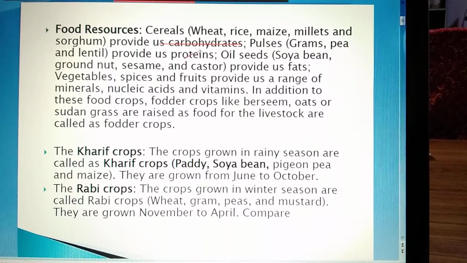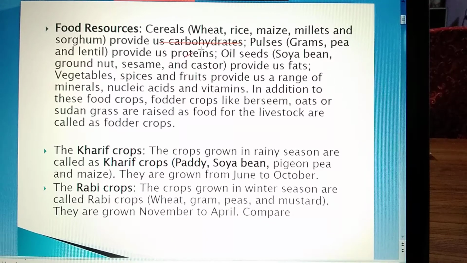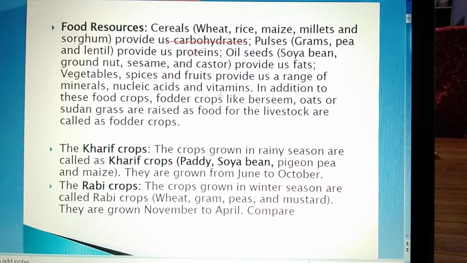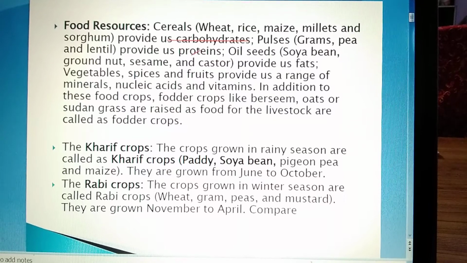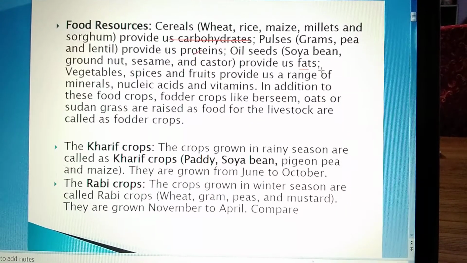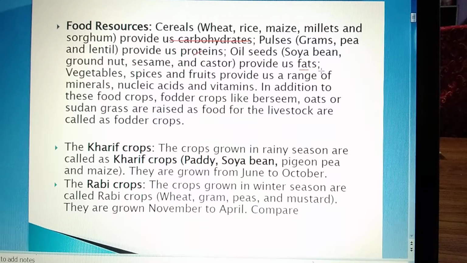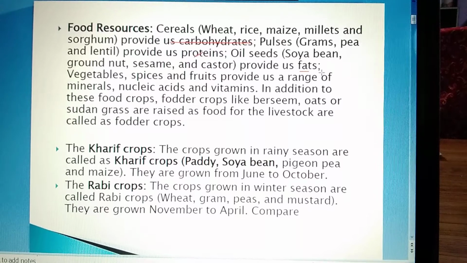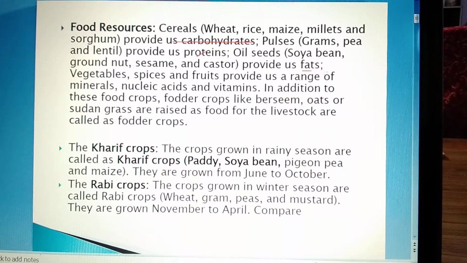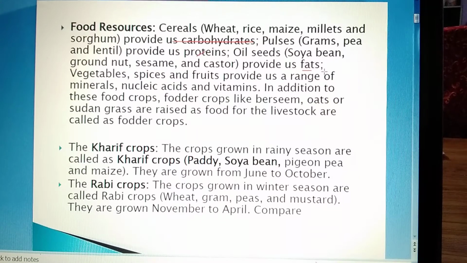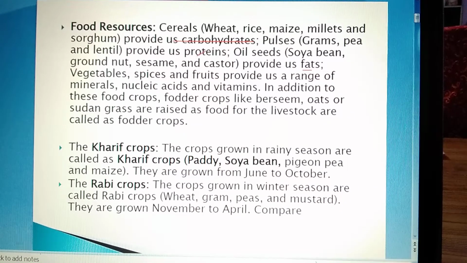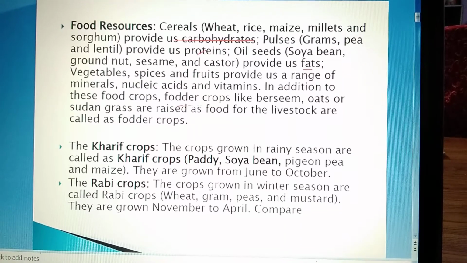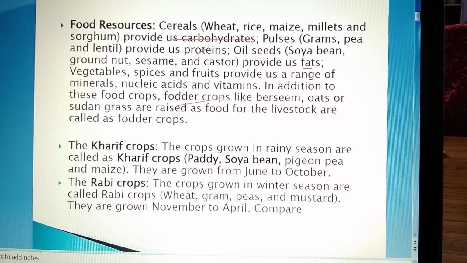Then come the oil seeds, such as soybean, groundnut, sesame, and castor, which provide nutrients as fat. Then the vegetables, spices, and fruits all contain a variety of nucleic acids, vitamins, and minerals. In addition to this, the food crops may also be of different types, like a fodder crop, which serves as food for the livestock.